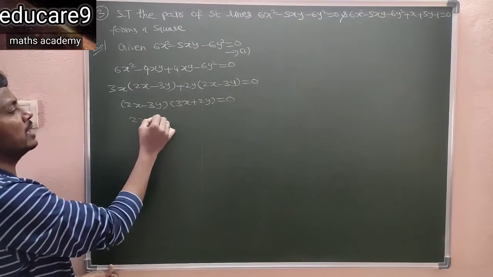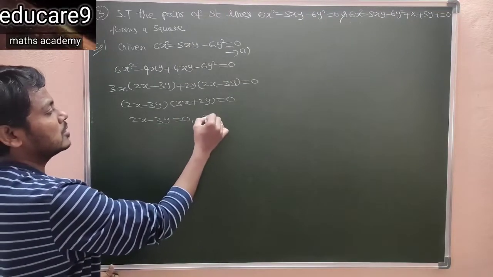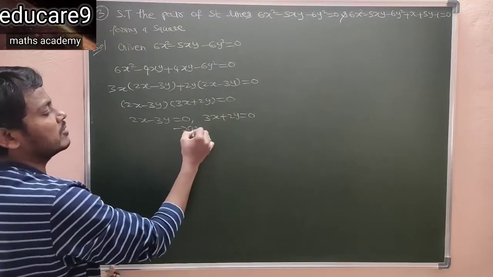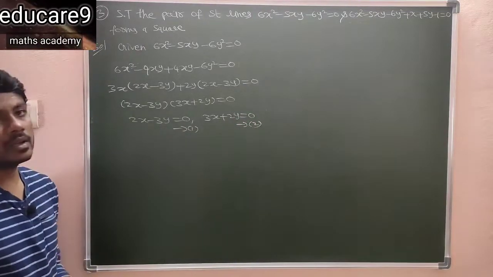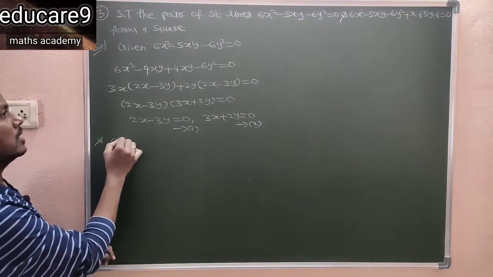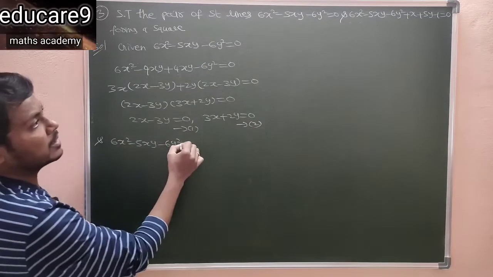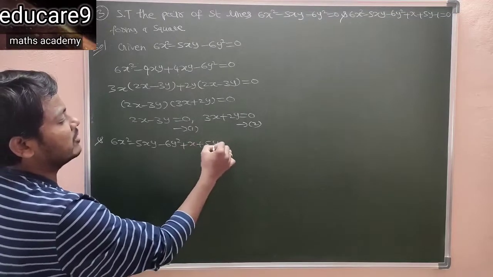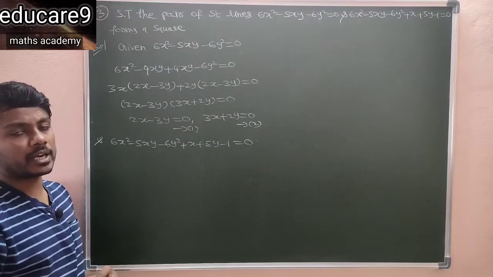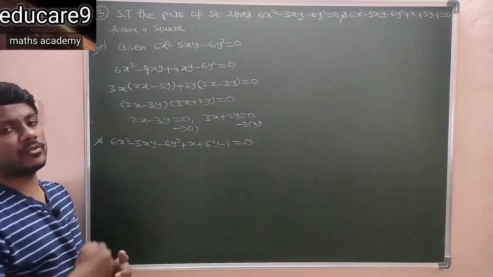So one is 2x minus 3y equals 0. So next one is 3x plus 2y equals 0. Okay, so this is equation 1, this is equation 2. And another pair of lines is what? Given 6x square minus 5xy minus 6y square plus x plus 5y minus 1 equals 0. So this one also represents two pair of straight lines. So you need to prove. So you need to find the pair of lines.